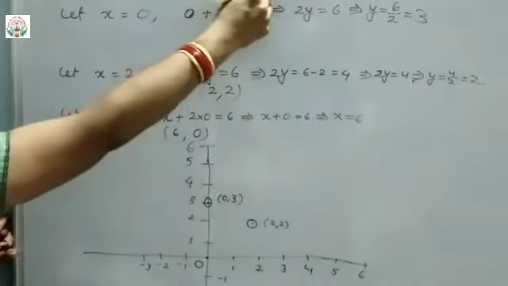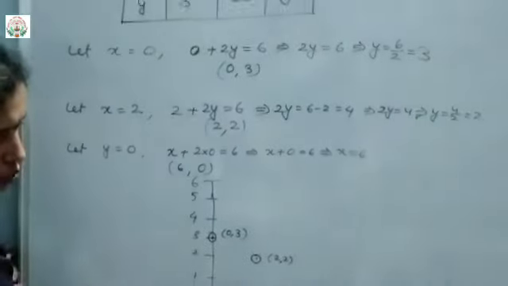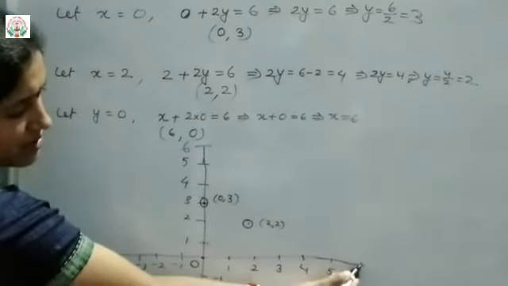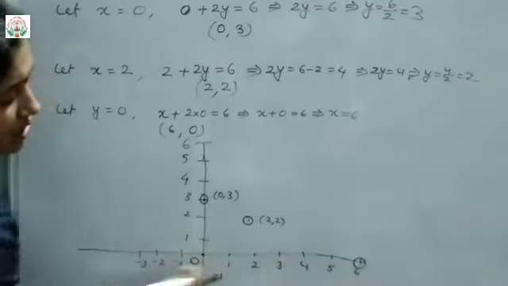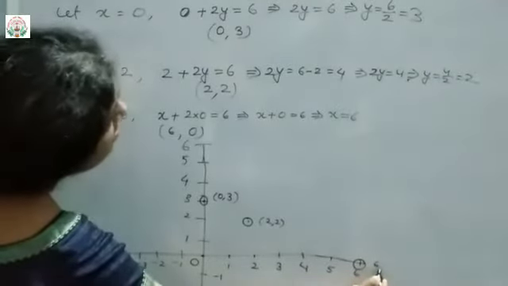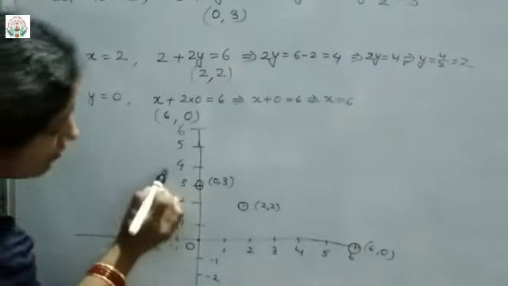Third point is what? 6, 0. Means x value is 6. 1, 2, 3, 4, 5 and 6. This one. And y is 0. Means on the x-axis only. So this value is what? 6, 0. Now join this all.